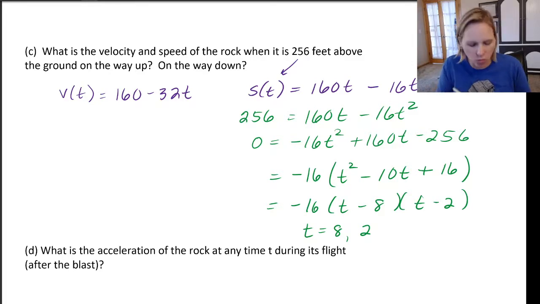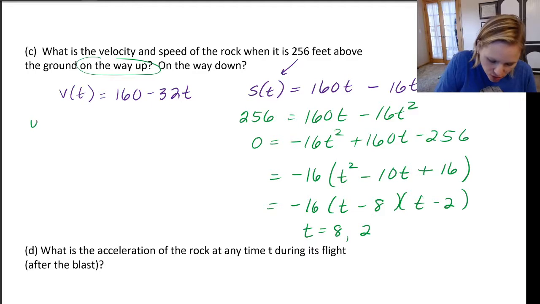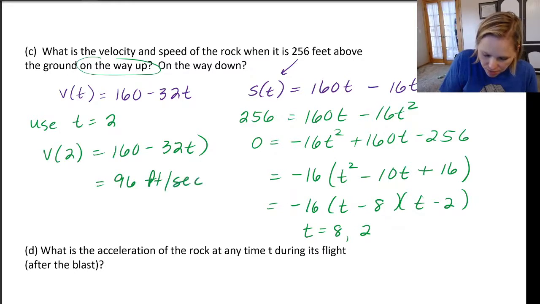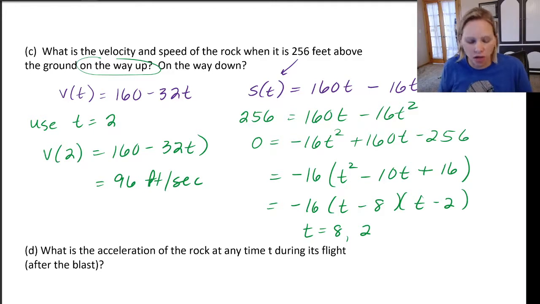Now, I have to think about what's happening in the problem. It says, what's the velocity and speed of the rock when I am 256 above the ground on the way up? So I have to think about this. On the way up, on the way down. I need to use the earlier time. So I'm going to use t equals 2. So the velocity at 2 seconds is 96 feet per second. Now, what's the speed? Well, remember, 96 indicates that I'm going up. So at 96 feet per second, remember, speed is the absolute value. So the speed will be 96.